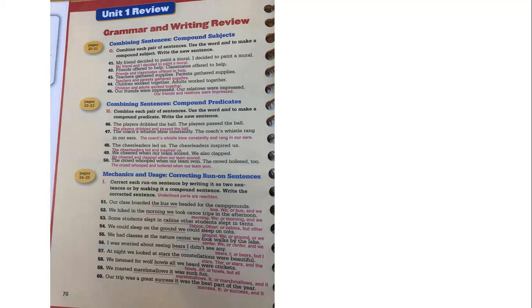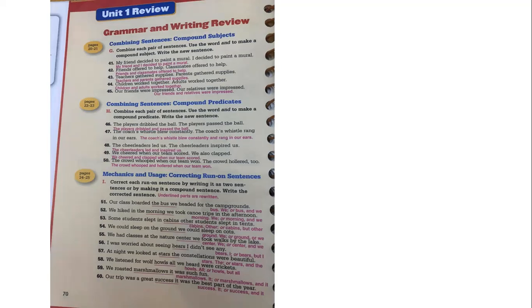Number 55: We had classes at the nature center, period, capital W. We took walks by the lake, or we can use the conjunction "and." We had classes at the nature center, comma, and we took walks by the lake. Number 56: I was worried about seeing bears. I didn't see any. I was worried about seeing bears, comma, but I didn't see any, or again, we can separate this with a period, make two sentences. Number 57: At night we looked at the stars, the constellations were beautiful. At night we looked at the stars, period, capital T in "the," or we can write, "At night we looked at the stars, comma, and the constellations were beautiful."